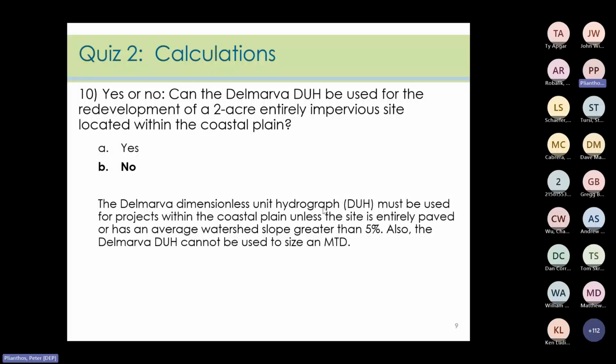Also, for an entirely paved site, the significant surface storage associated with the coastal plain is no longer present, also resulting in underestimated peak flow rates if the Delmarva is used. Additionally, the Delmarva should only be used in areas that have an average watershed slope less than 5%. If any of these situations are proven to be present, the SES standard dimensionless unit hydrograph must be used. And a side note on this subject, if the Delmarva is used in the pre-construction condition, it must also be used in the post-construction condition. Same idea goes for the SES.